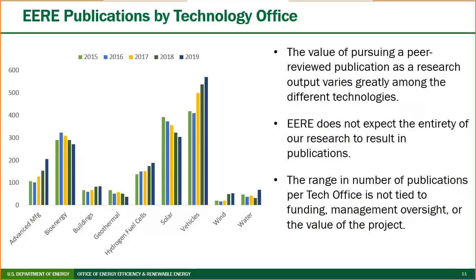Publication analysis is one data point tech offices can use to assess the impact of their research in a 2 to 3 year time frame. As an example, let's take a closer look at solar. From 2015 to 2019, total annual publications decreased by about 100, while funding remained mostly constant.